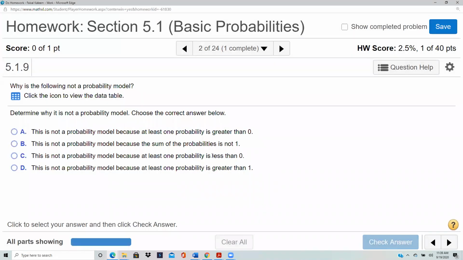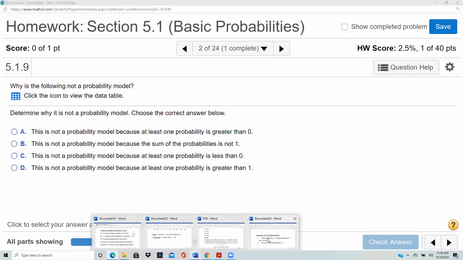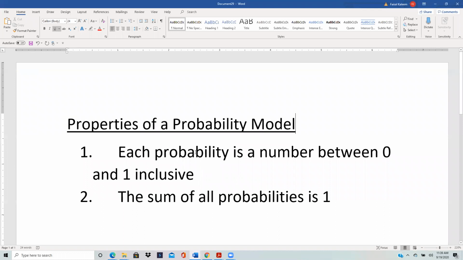Why is the following not a probability model? So let's discuss the properties of a probability model. A probability model needs to have two properties. First, each probability should be a number between 0 and 1 inclusive. Inclusive means that you could also have a probability of 0 and you could also have a probability of 1. So you have to be between 0 and 1. You cannot be outside the 0 to 1 range in probabilities. And the second property is that the sum of all probabilities is 1.